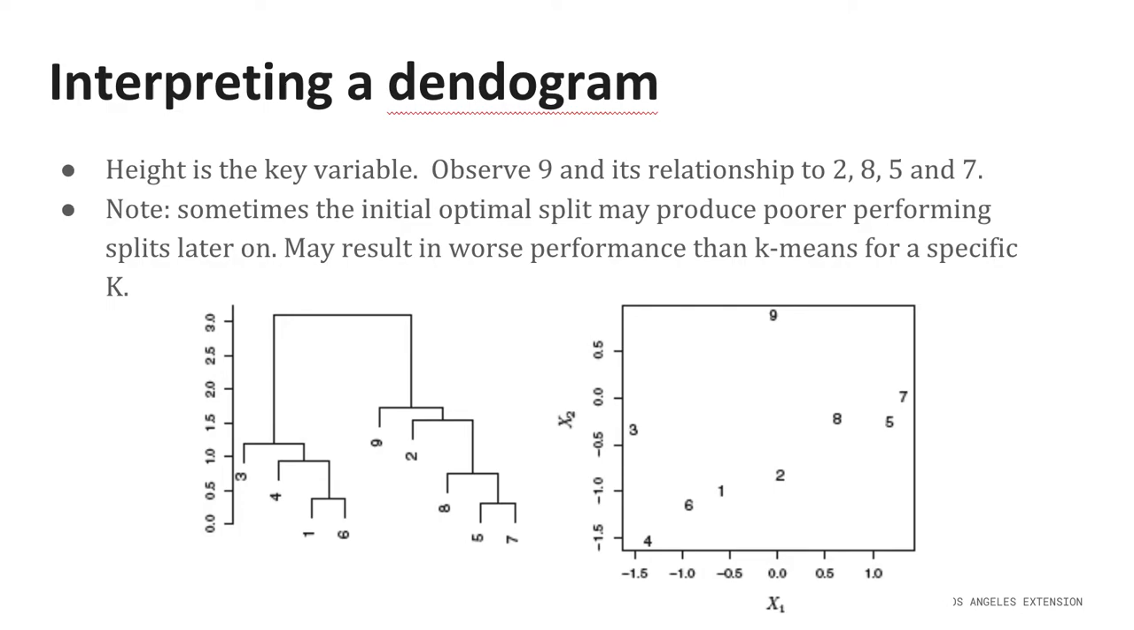Continuing on that, the key variable to pay attention to here is the height. So if you look at, for example, on the dendrogram, 9 looks like it's part of one school of branches. But then when you look at the scatter plot on the right, note that 9 is actually pretty far away from 2 and 8 and 5 and 7. And that's how you should look at it. So really look at the height. The further higher up that join is, the less similar it is.